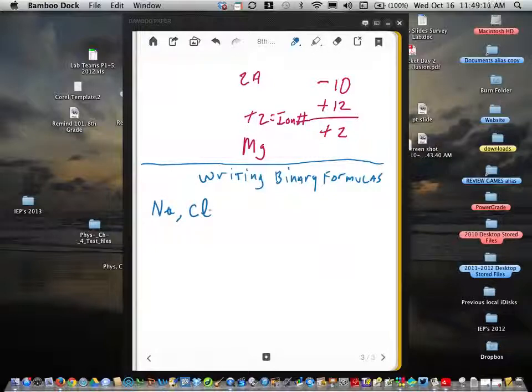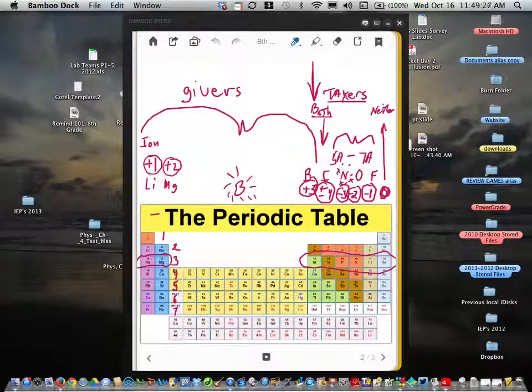And sodium and chlorine, they list the ion number of sodium and the ion number of chlorine. If you look at the periodic table, remember we went over in notes how to figure out the ion number. In group 1A, the ion number is +1. Group 2A, it's +2. +3 for 3A, plus or minus 4 for 4A, -3, -2, -1, and 0.